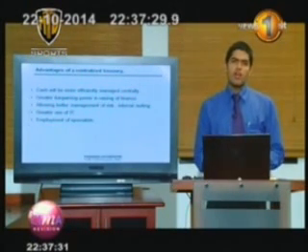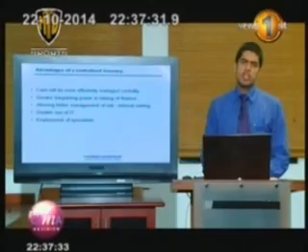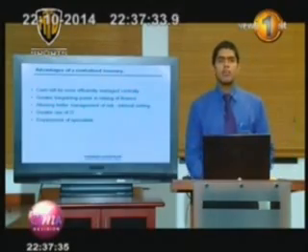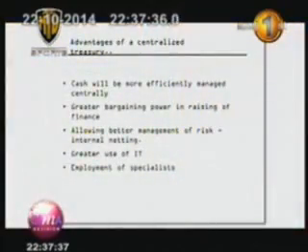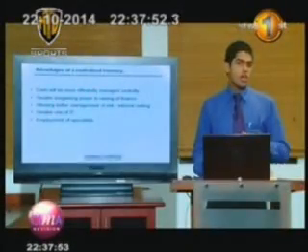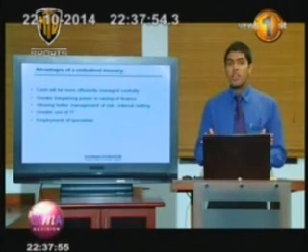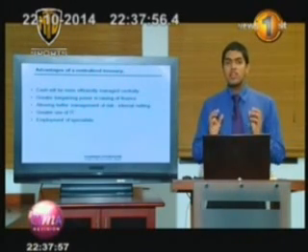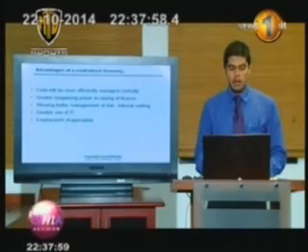Now, if your company has a centralized treasury, it makes life easy in a number of ways. Number one, it allows you to manage your cash and your financial resources centrally. Number two, it allows you higher bargaining power with banks. Why? All your subsidiaries' treasury is in one location. That treasury manages so much funds that it can negotiate with banks for good terms. So, in addition to that, there are so many other major advantages that a centralized treasury department has.